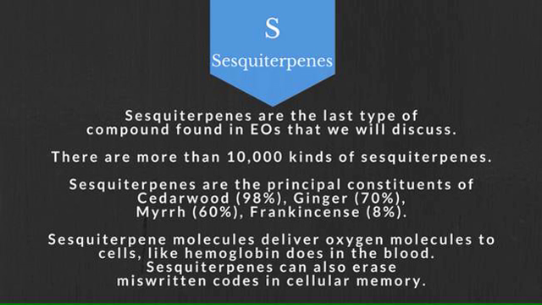Sesquiterpene molecules deliver oxygen to the cells, just like the hemoglobin does in our blood. So hemoglobin attaches to oxygen and delivers it to our blood, and you can see that sesquiterpenes do the same thing but to our cells at the cellular level. Sesquiterpenes also erase miswritten codes in cellular memory. So again, just like the monoterpenes, they're going to rewrite the DNA, having an effect on that.